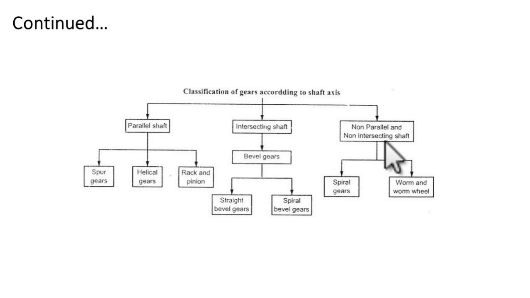Now non-parallel, non-intersecting. If the shafts are on different planes and are neither parallel nor intersecting, then the gears which come into this category are spiral gears and worm gears. So we are going to see diagrams of these different gears and try to understand parallel, intersecting, and non-parallel shaft gears.